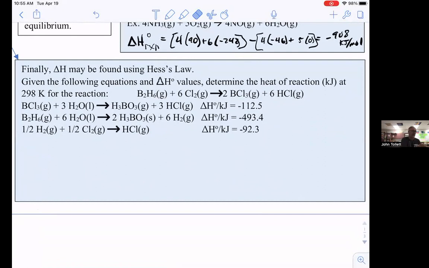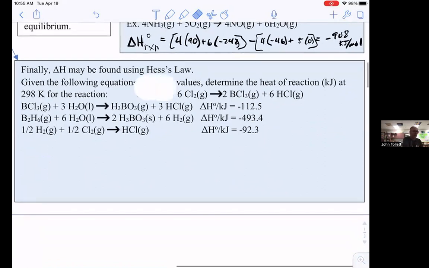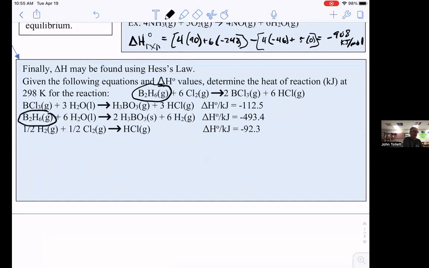So the way I do it, and you may have your own specific way of doing it, is I look for things that are already correct on the right side. So I've got B2H6 there, and that's my goal equation. This is what I'm trying to get at the end. I'm given that B2H6 is on the reactant side, and in that reaction it's on the reactant side, which is good. So I probably don't need to change that one, and I may have to later.